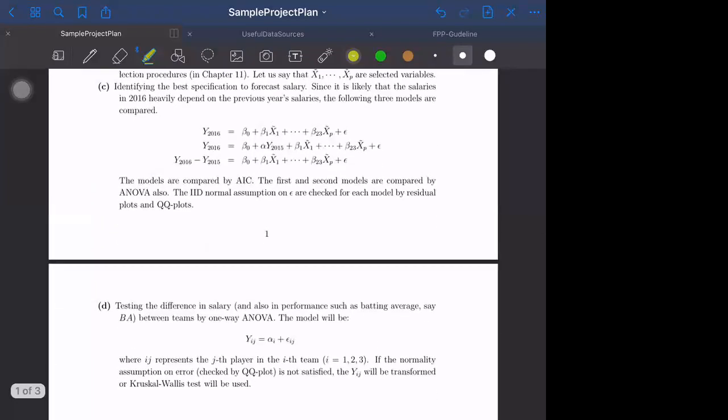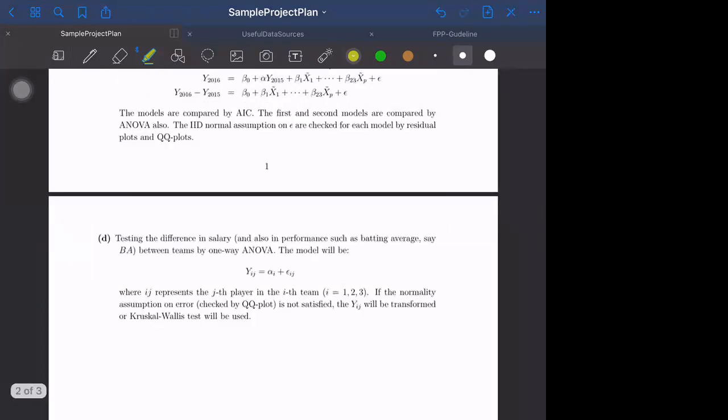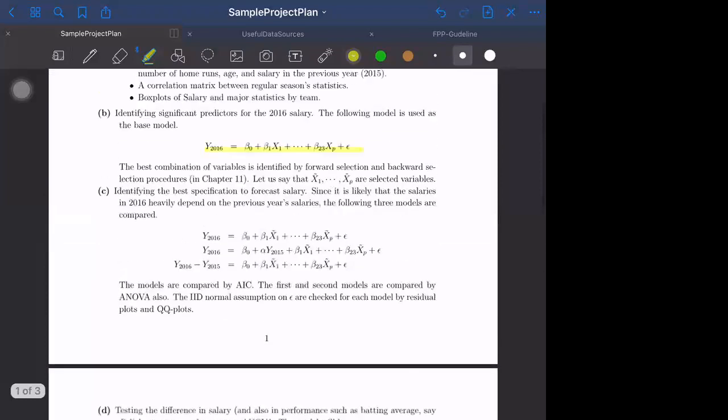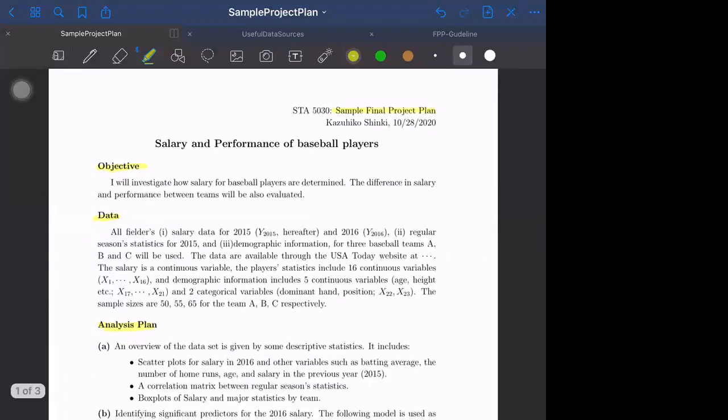Yeah, so this is the plan. Sometimes it does not work, but develop your tentative plan. If it does not work during your analysis, you can modify the plan. So this is the sample project plan. Just keep it short and simple. This is just to make sure that you are on the right track.